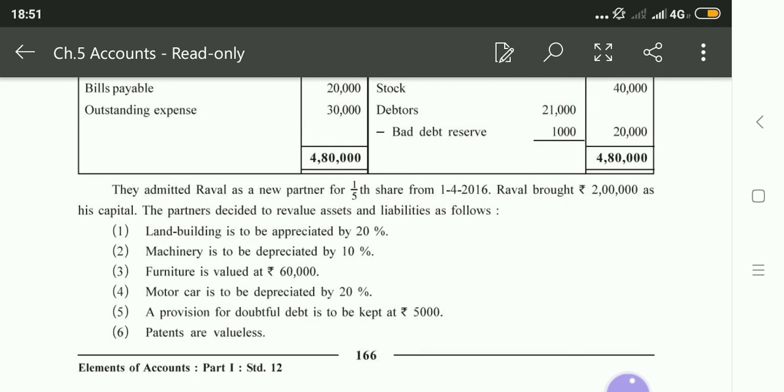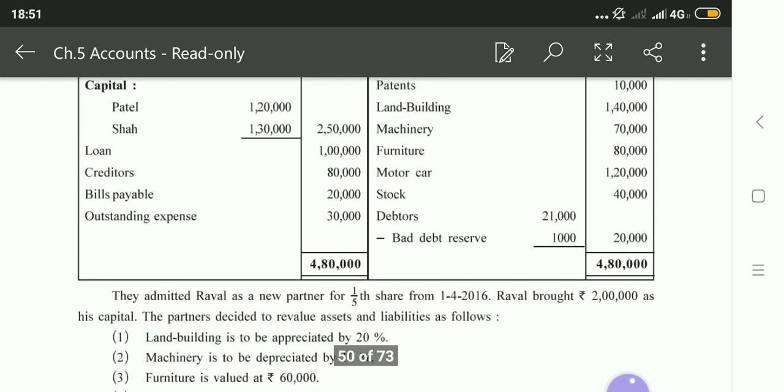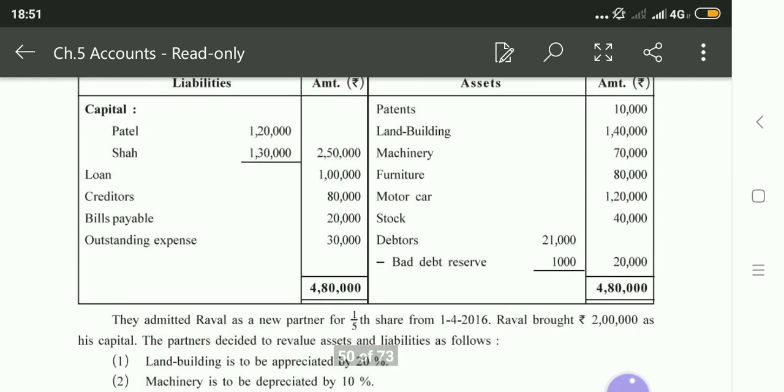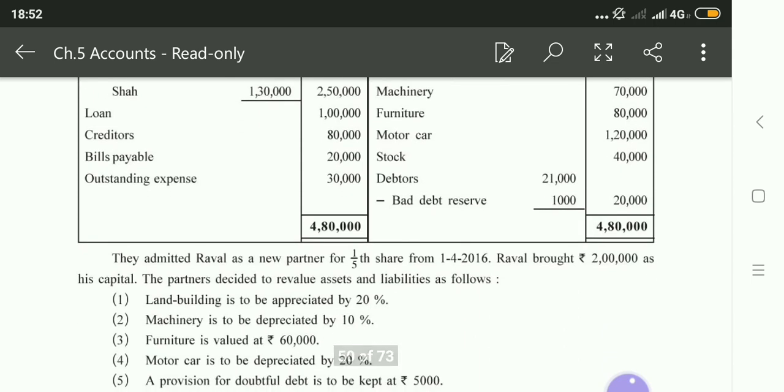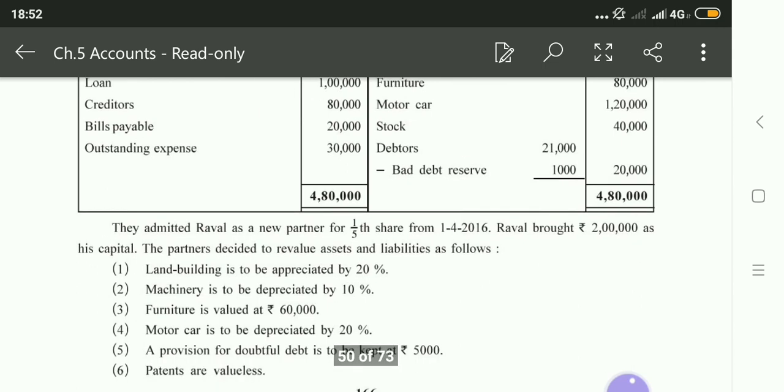Depreciated is just opposite to appreciated. Now let us check the value of machine, which is 70,000. Book value of machine is rupees 70,000, which is depreciated, that is decreased by 10%. So 10% of 70,000 is 7,000.